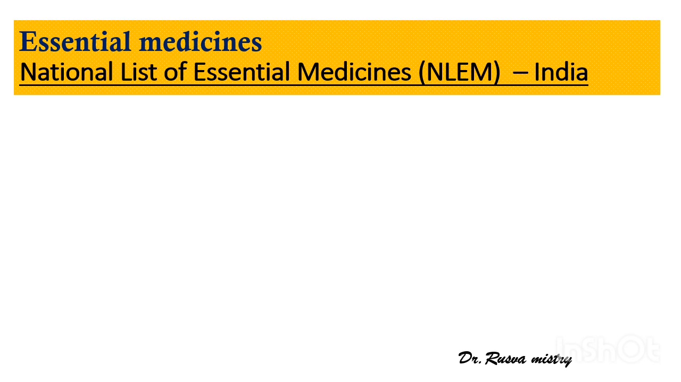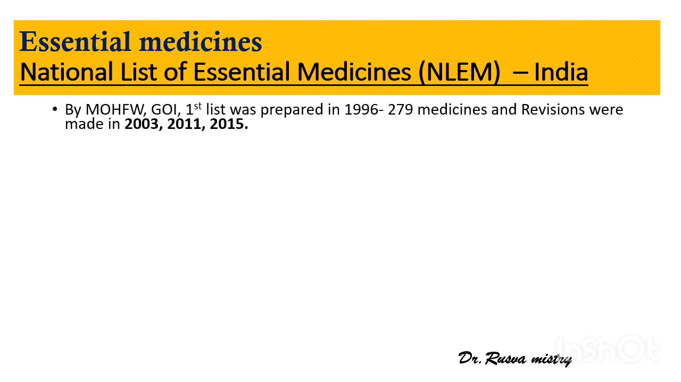Previously, we have discussed the WHO Essential Medicine List. Now we will see in detail the National List of Essential Medicines. The first National List of Essential Medicines was released by the Ministry of Health and Family Welfare, Government of India in the year 1996, comprising 279 medicines. Revisions were made in 2003, containing 354 medicines, then in 2011, containing 348 medicines, and the latest revision was made in 2015, containing 376 medicines.